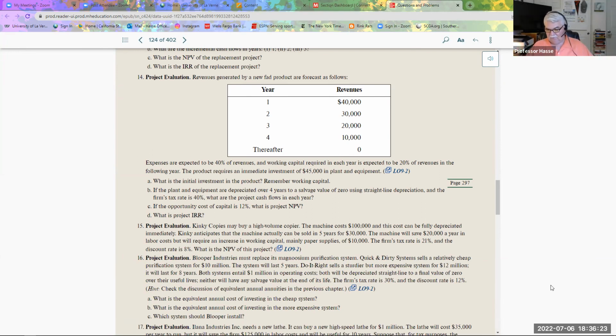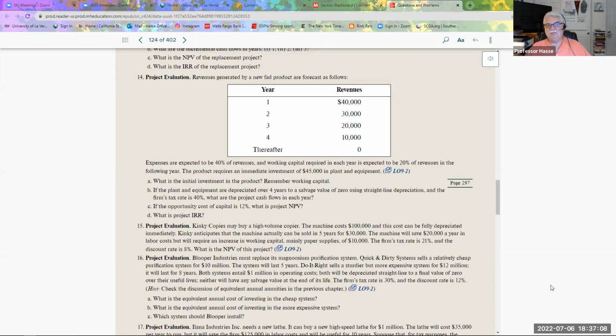Now we're going to be taking a look at the key concept of chapter 9: how do we determine operating cash flows of a project? We're looking at the bottom of page 296 and the top of page 297 of your textbook. Project evaluation. Here they give us a bunch of variables. Our job as financial managers is to take these variables and put them into a format that tells us how much cash flow is being generated here on an investment of $45,000.